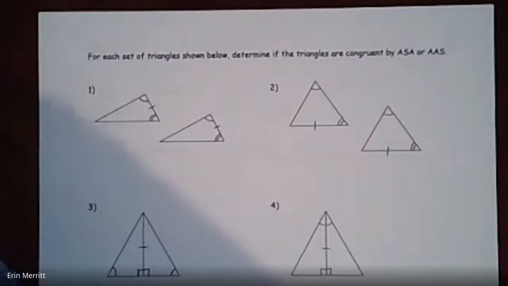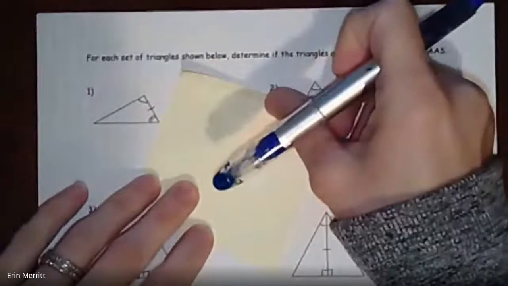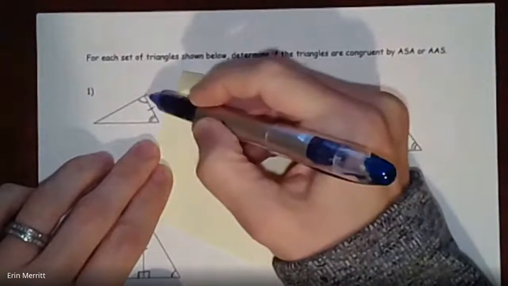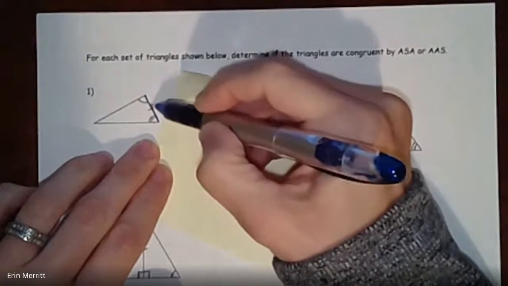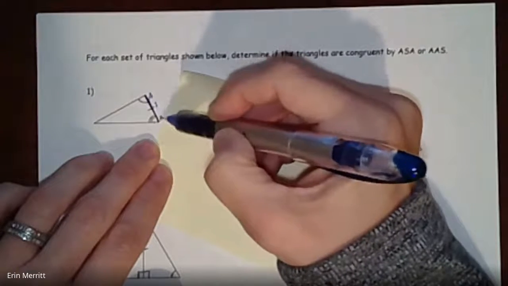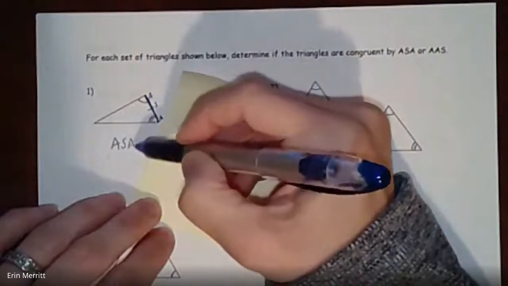So I would always say, I have a little post-it here, I'm going to cover up one triangle. I only need to see one of them. So I don't need that second one for this first one. If I look here, here's my two angles. And if I look at the side that connects one angle to the other, that's a really good example of angle, side, angle. So we would say ASA.